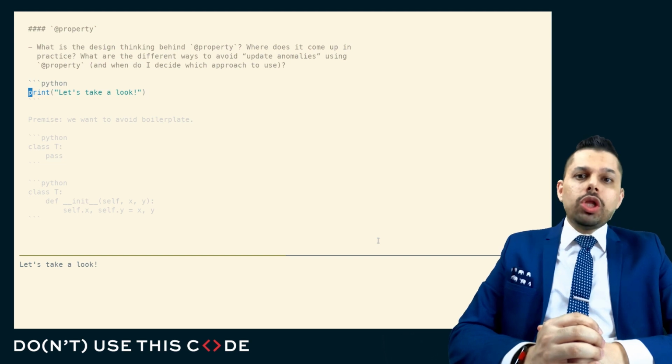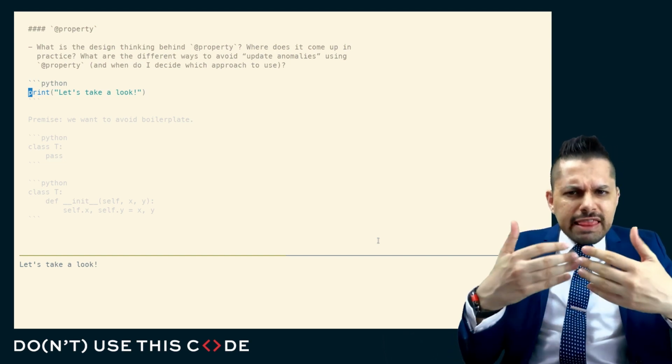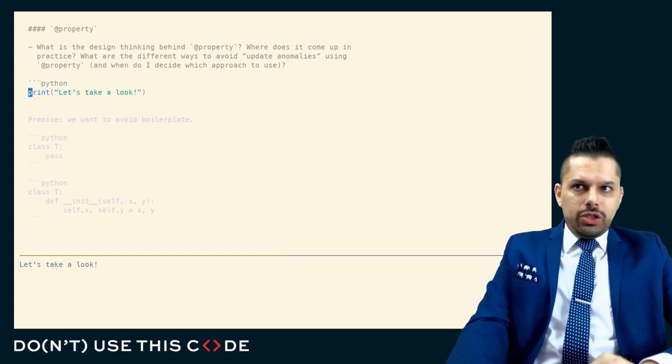This question is all about the property decorator and where it comes up and what the underlying thinking is behind it. Why don't we take a look?